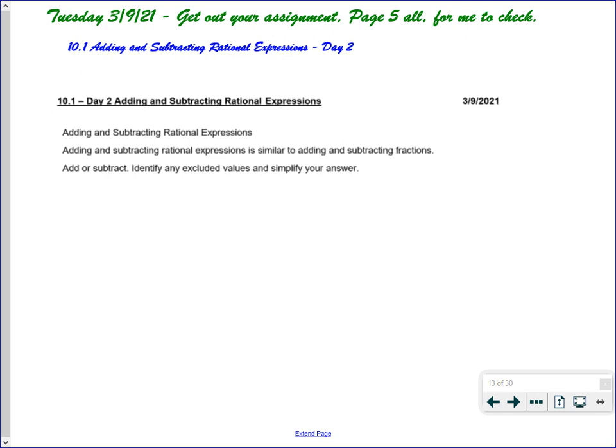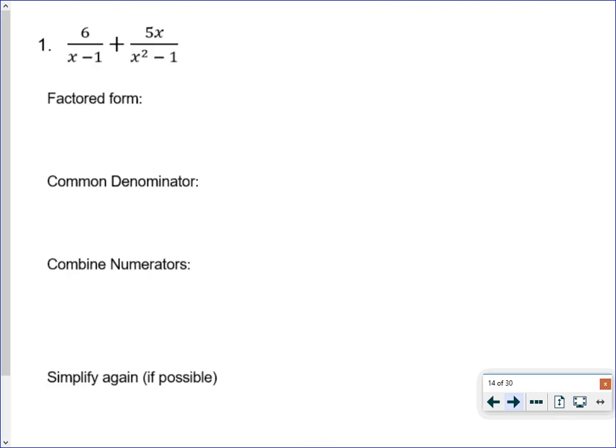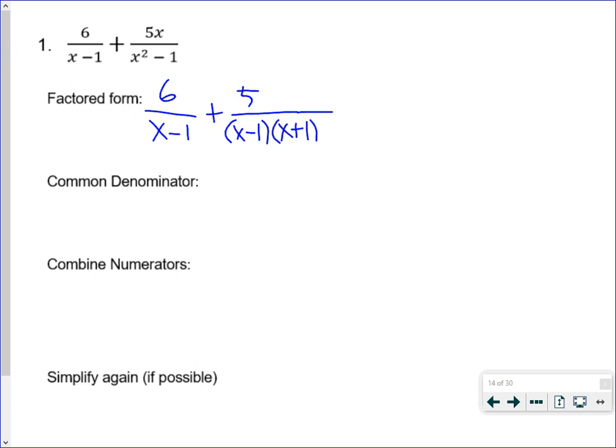So let's go ahead and get started. We're going to go straight to examples. On number 1, we have 6 all over x minus 1 plus 5x all over x squared minus 1. First thing we need to do is factor the denominators. For 6 all over x minus 1, the denominator stays the same, since x minus 1 is already simplified. But for 5x all over x squared minus 1, x squared minus 1 is a difference of squares, so it factors into x minus 1 times x plus 1.